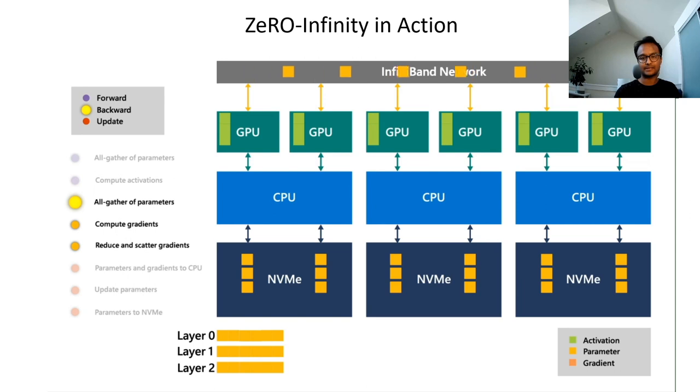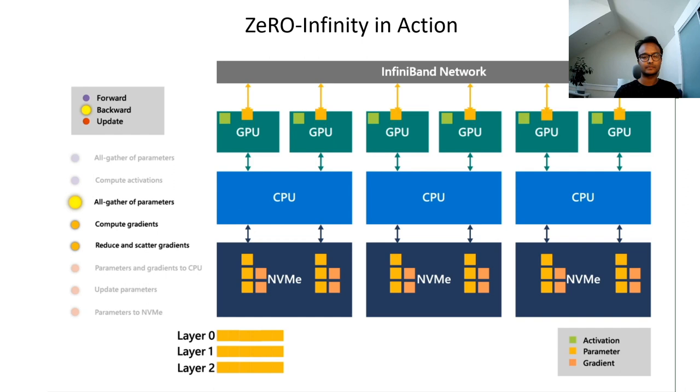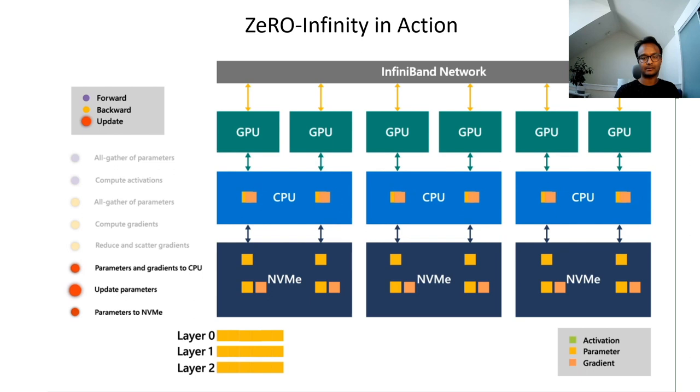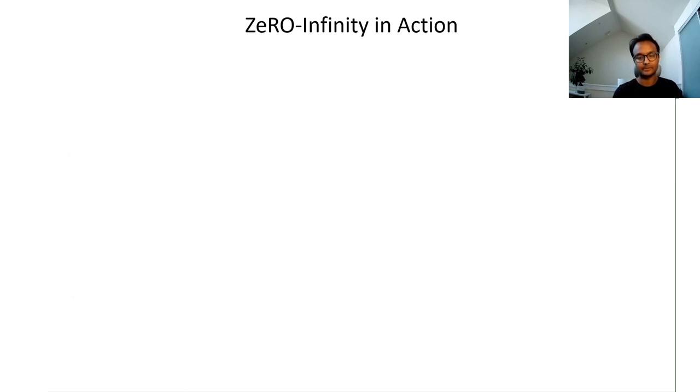Then during the backward pass, you all gather the parameters, compute your gradients, you average them, and then you partition them and you store them back in NVMe. So you repeat that again for all the layers. Now, once all the gradients have been computed, you can update your parameters in parallel by moving them from NVMe to CPU and updating them directly in CPU, then bringing the updated parameters back to the NVMe memory, and that completes one iteration of Zero Infinity.